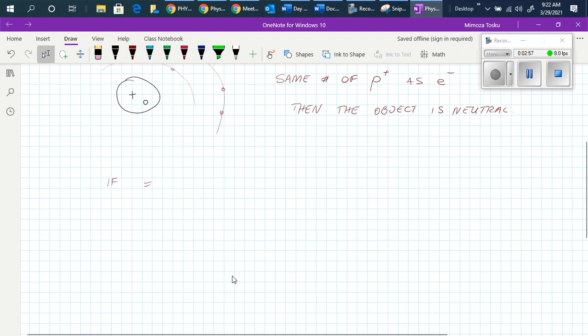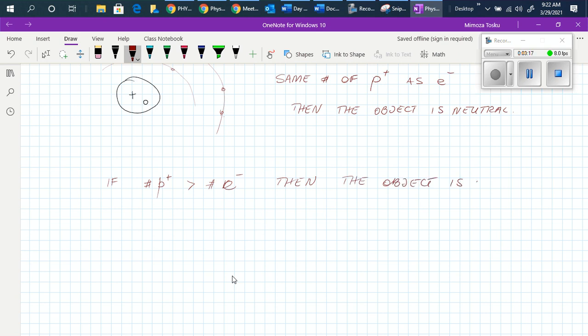If the number of protons is greater than the number of electrons, so we have more positive than negative charges, then the object is positively charged. And if the number of protons is less than the number of electrons, then we have an object that is negatively charged.